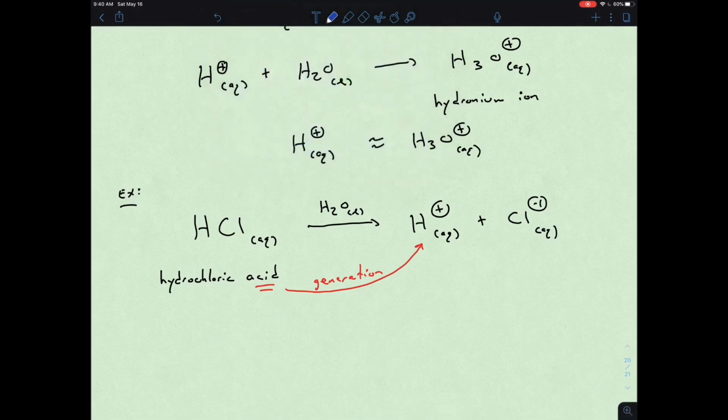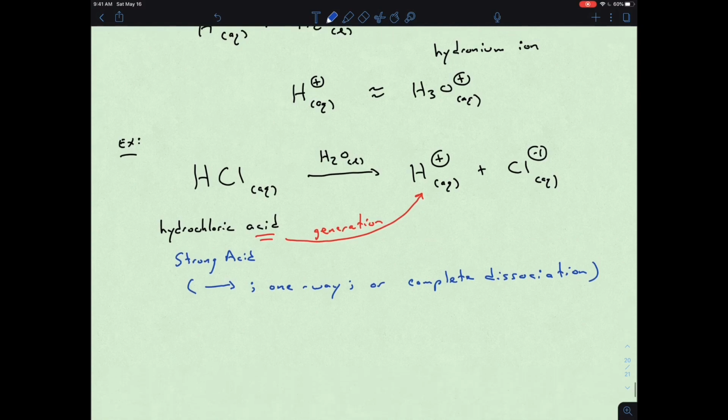Hydrochloric acid is actually a very strong acid, which is why it's a one-way reaction, or complete dissociation. Right? Remember, our ionics like to dissociate, so it'll completely dissociate into H plus and Cl minus.